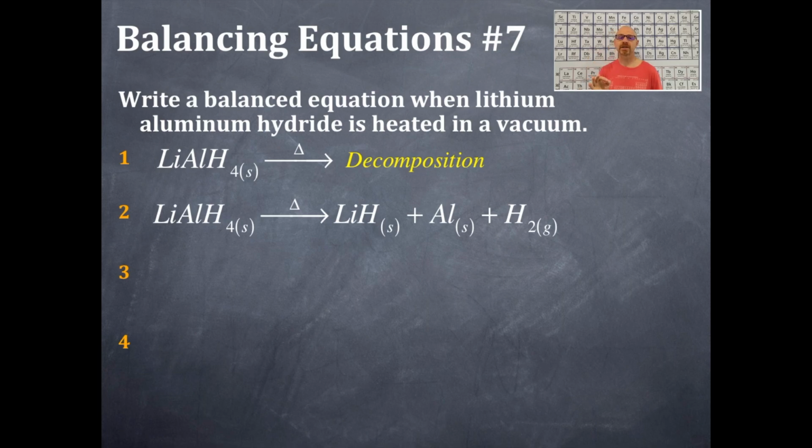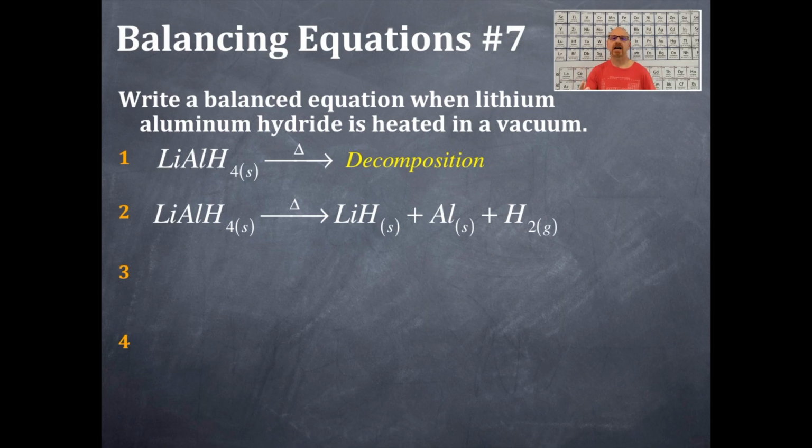So first I'm going to check the lithiums on the reactant side. There's 1 lithium on the reactant side. How many lithiums on the product side? 1. How many aluminums on the reactant side? 1. How many aluminums on the product side? 1. How many hydrogens on the reactant side? 4.